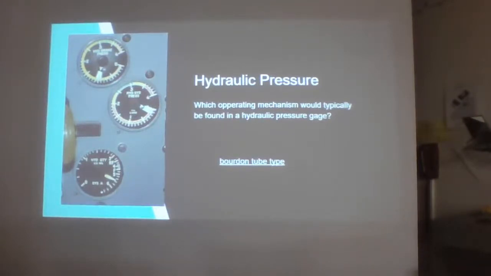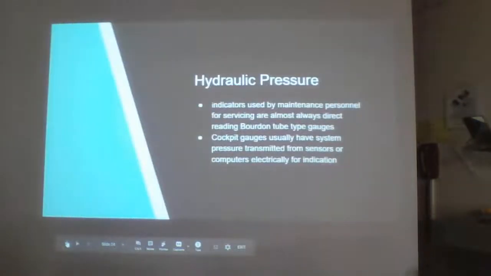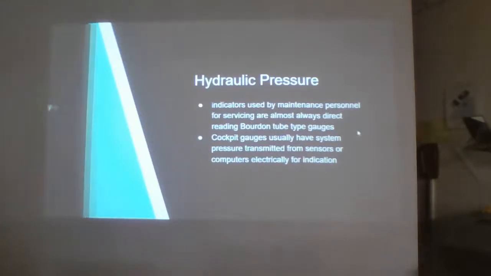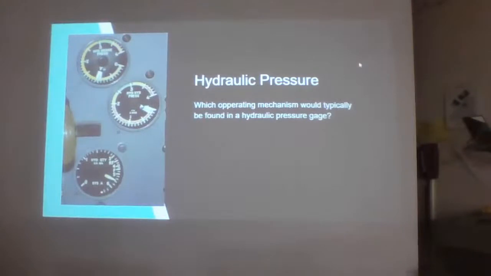On the previous slide, I mentioned you can have both, right? The cockpit gauges usually have system pressure transmitted from sensors or computers electrically for indication, and that's if you have a digital system. The cockpit gauges can have analog gauges as well, but the gauges that are at the servicing point are almost always direct reading Bourdon tube type gauges. Okay, so that's where that question and answer come from.